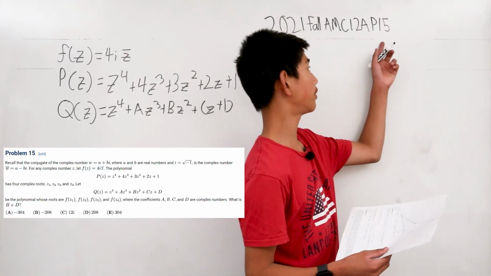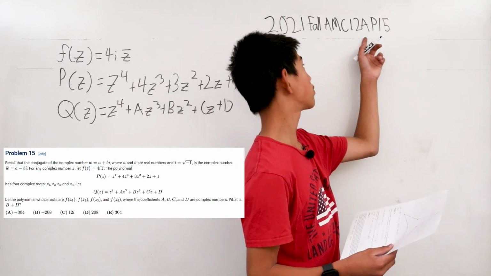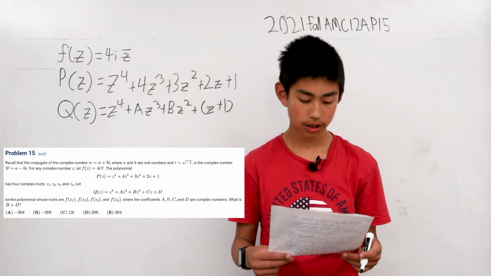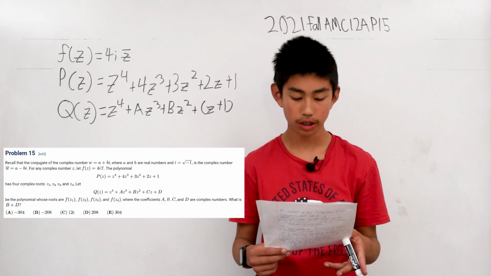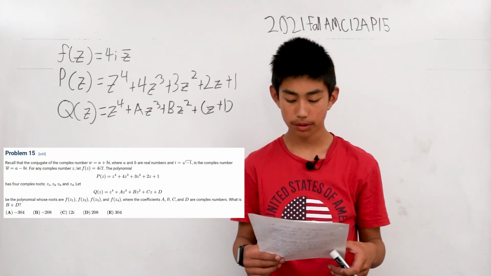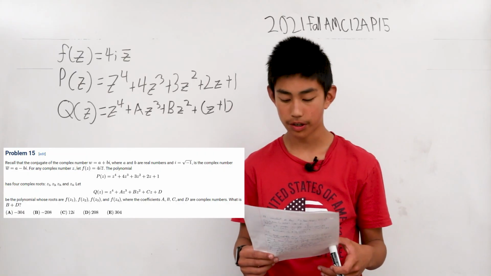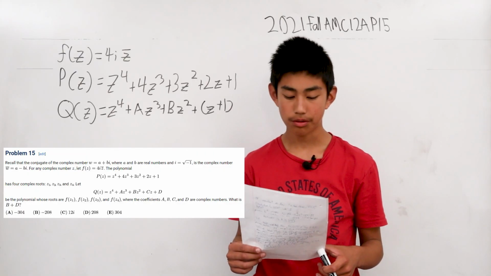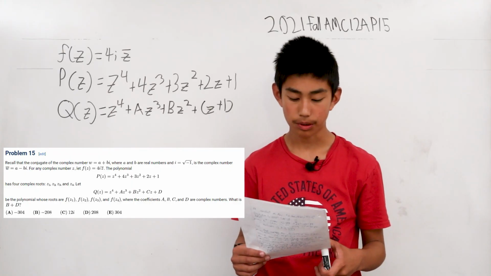We're solving problem 15 from the fall AMC 12A from 2021. Recall that the conjugate of the complex number w equals a plus bi, where a and b are real numbers and i is equal to the square root of -1, is the complex number. The conjugate of w is equal to a minus bi.